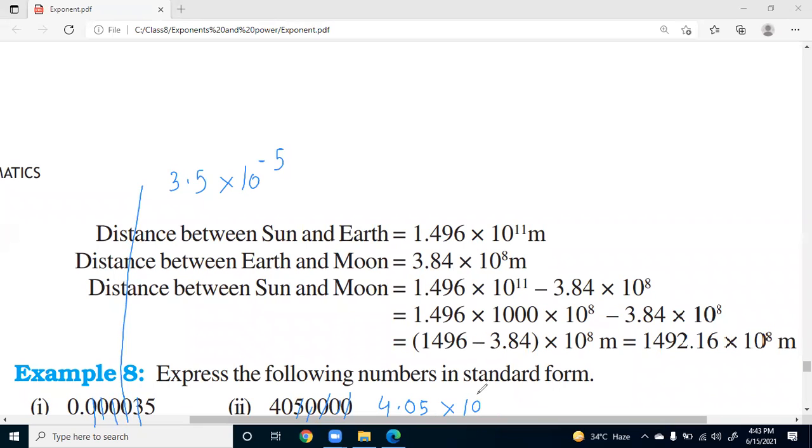What do you say for second part? Ma'am, 10 raised to power 6. It is correct. 4.05, and how many digits I need to cut? 1, 2, 3, 4, 5, 6. So 10 raised to the power 6.